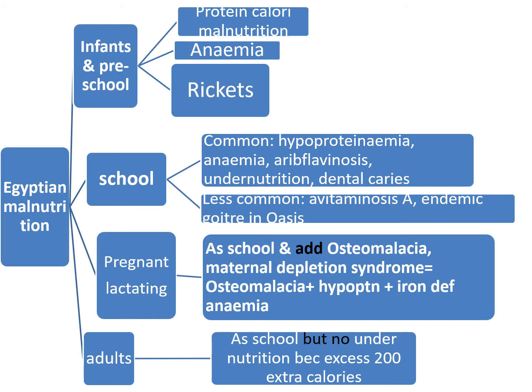Again, Egyptian malnutrition among infants and preschool, school, pregnant and lactating women, and adults. Infants and preschool: protein calorie malnutrition, anemia, and rickets. In school: common hypoproteinemia, anemia, riboflavinosis, undernutrition, and dental caries; less common, avitaminosis A and endemic goiter in oasis. Among pregnant women, as school but add osteomalacia and maternal depletion syndrome. Among adults, as school but no undernutrition because of excess 200 extra calories.